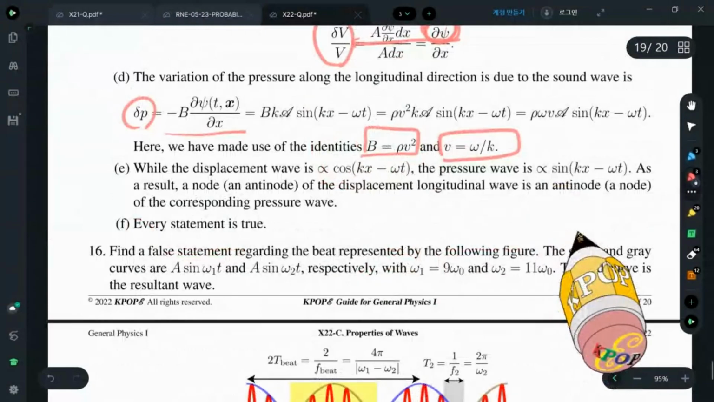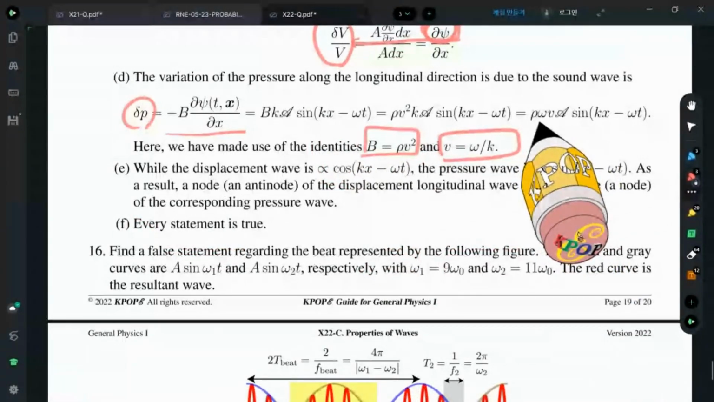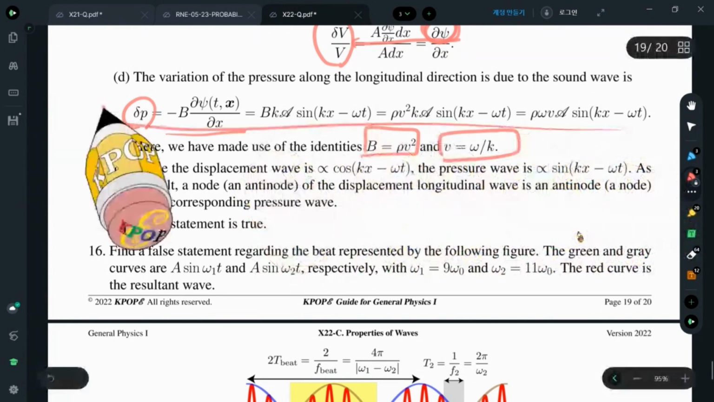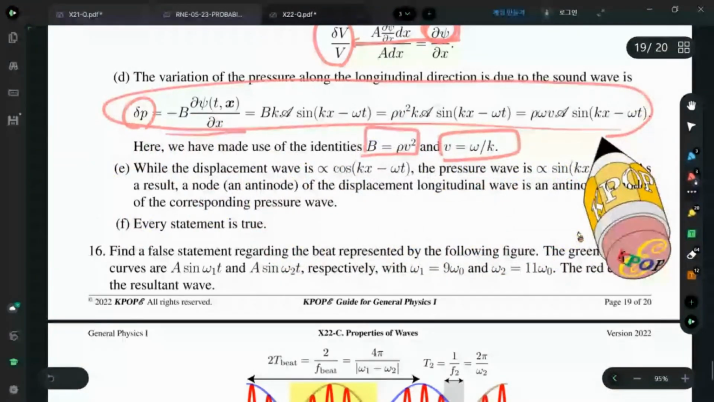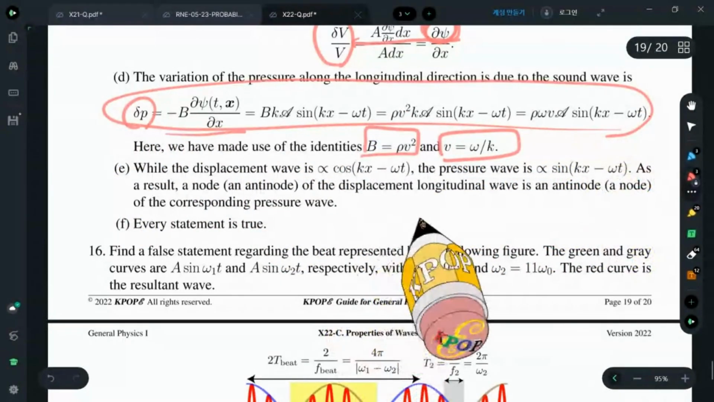Finally, if you carry out the experiment for disappearing sound due to the complete destructive interference in the KPOP experiment, this is the master formula to analyze that experiment.